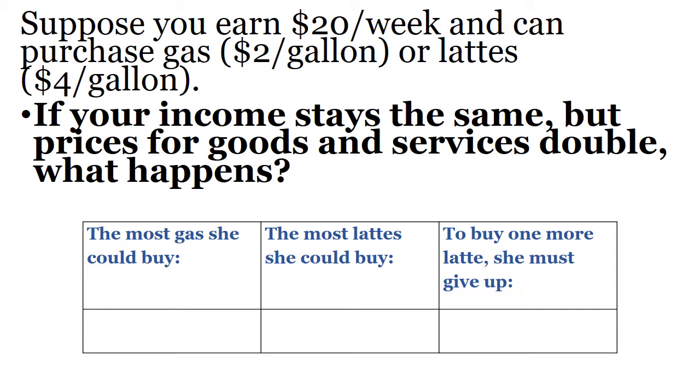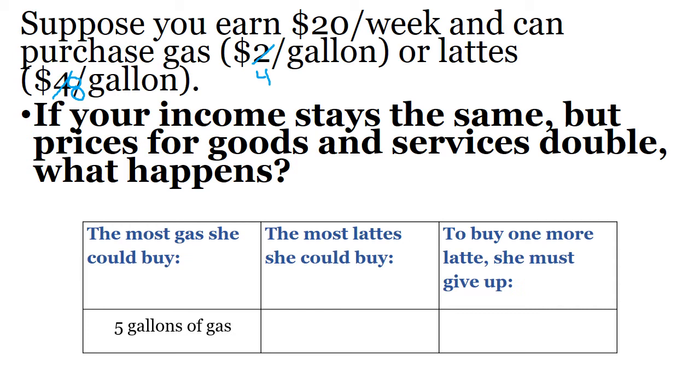So let's say the prices for gas and lattes double. That would make gas now $4 a gallon and lattes now $8 a gallon, but our wages didn't change. So how much gas maximum could this person now buy? 5 gallons. That was $20 divided by 4. So you can see that that's cut in half from above. If your income hasn't changed but prices double, you can buy half as much gas as you could before.